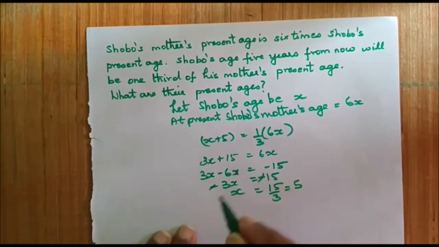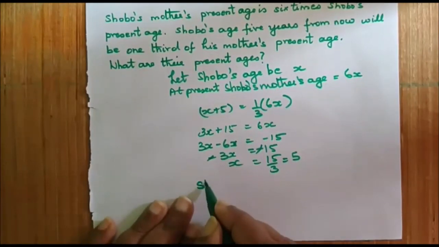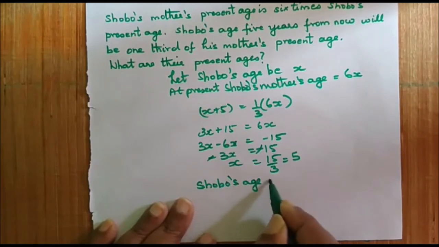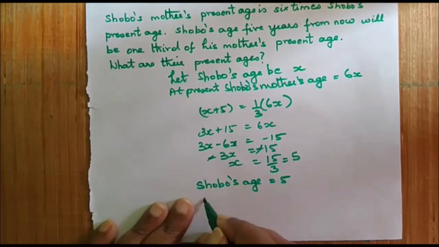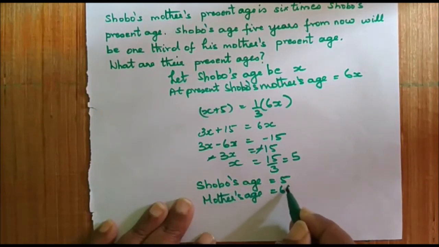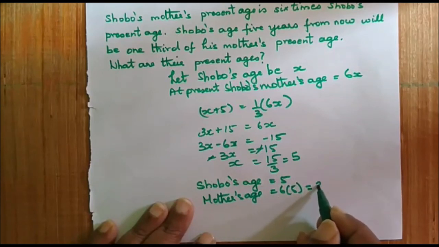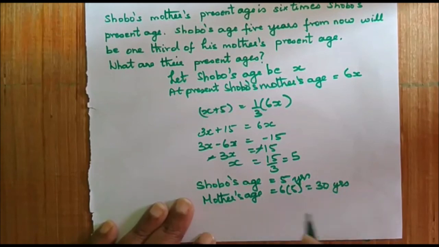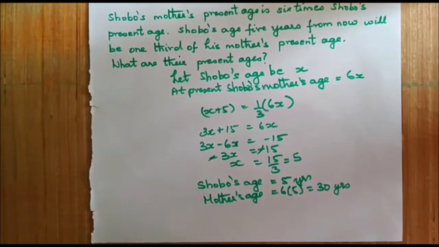So what is Shobu's age? Shobu's age is equals to 5. And what is his mother's age? Shobu's mother's age is 6 times. So 6 into 5, which is equals to 30. I hope you understood this, how we got the answer for this problem. So this is how we solve word problems. Thank you, friends.